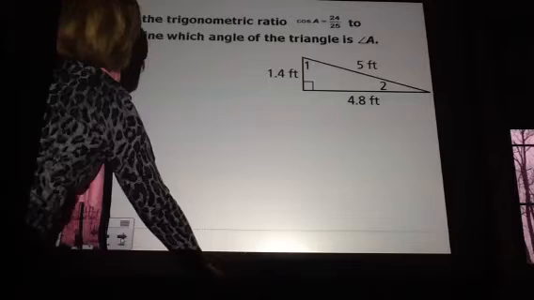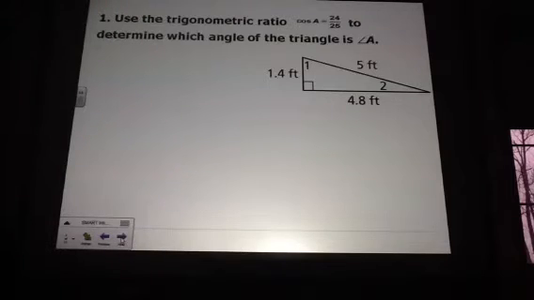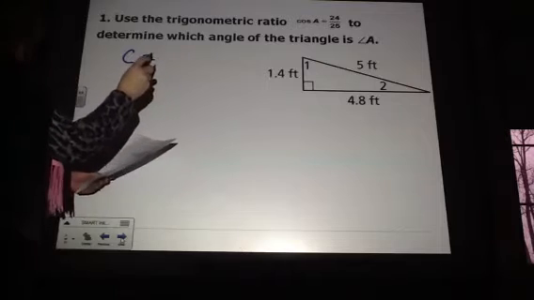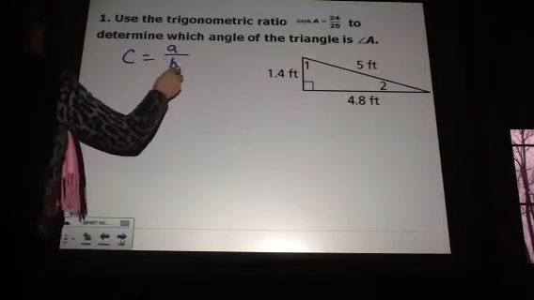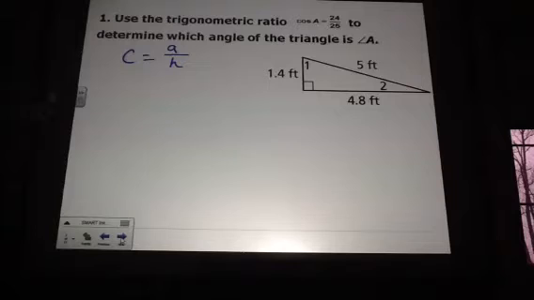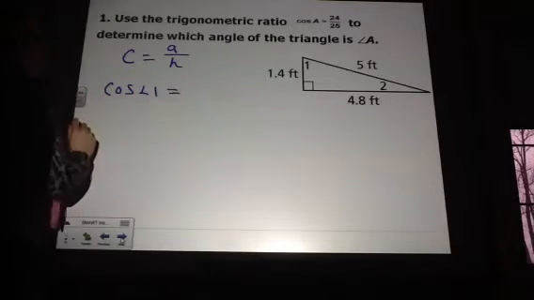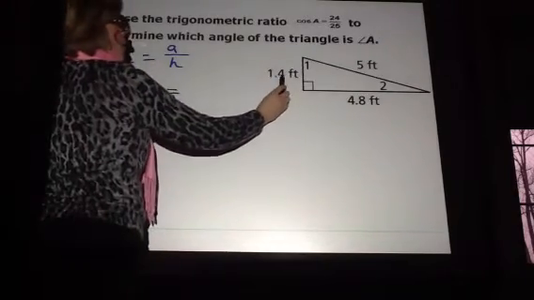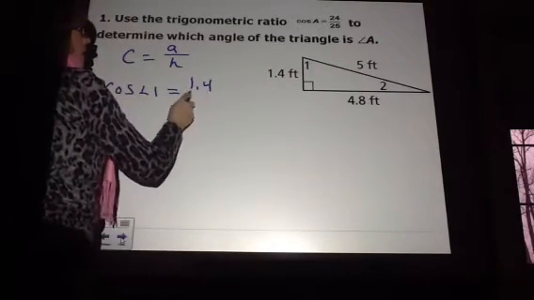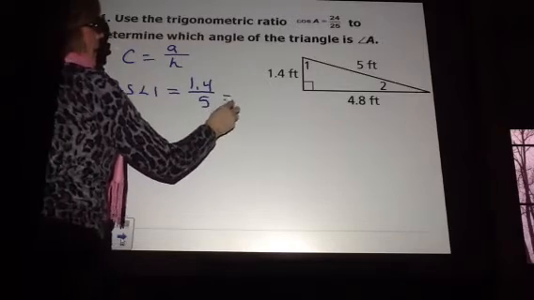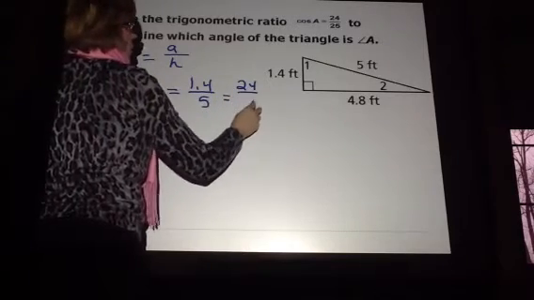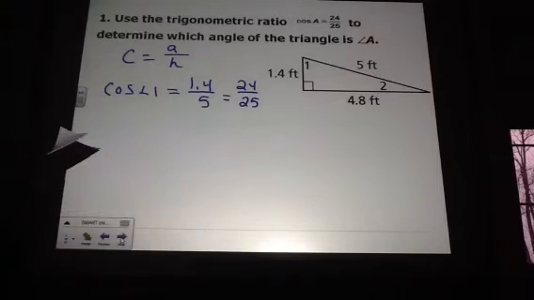Okay, first example here. Use the trig ratio cosine A equals 24/25 to determine which angle of the triangle is angle A. Remember, cosine is adjacent over hypotenuse. So let's look at cosine of angle 1. Cosine of angle 1 would be adjacent over hypotenuse. Is that equal to 25 over 20, or 24 over 25?